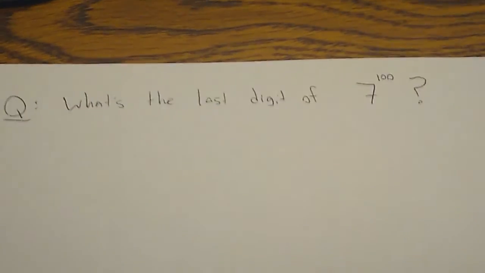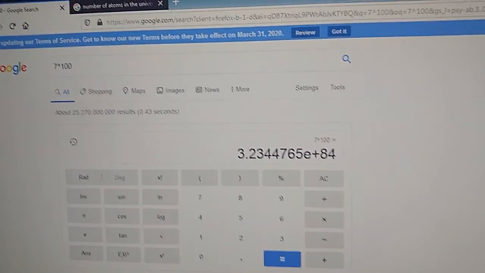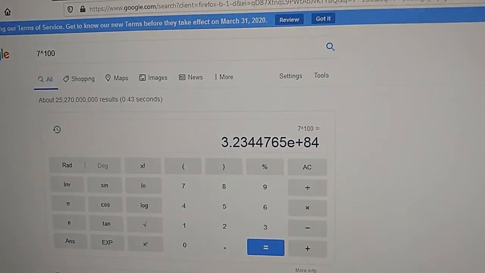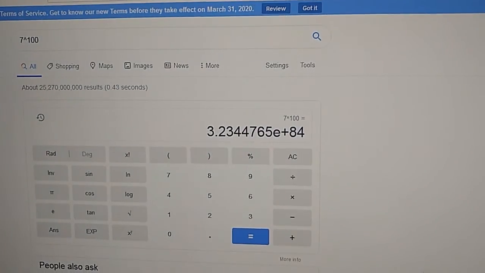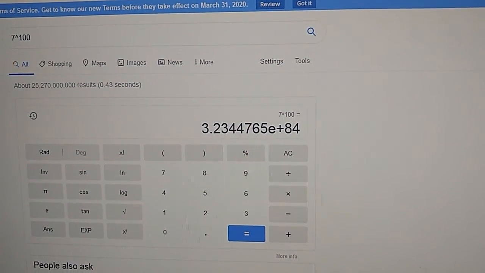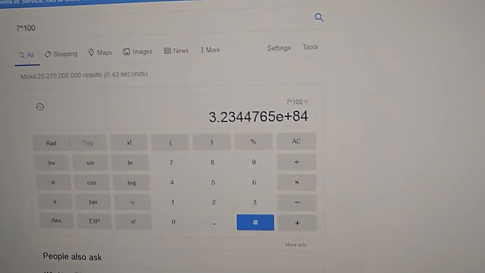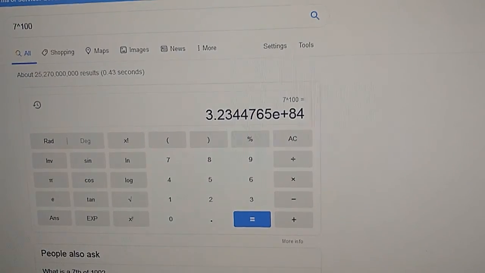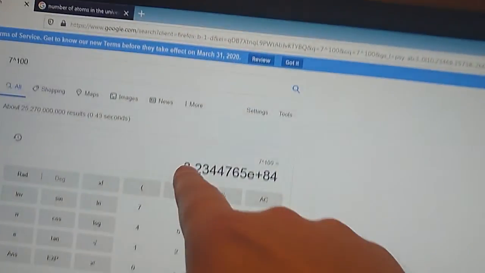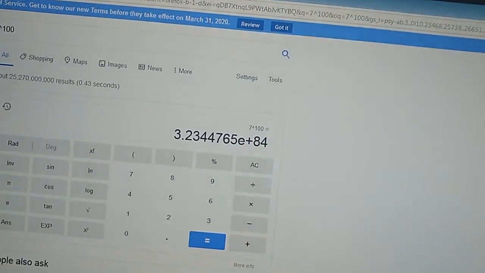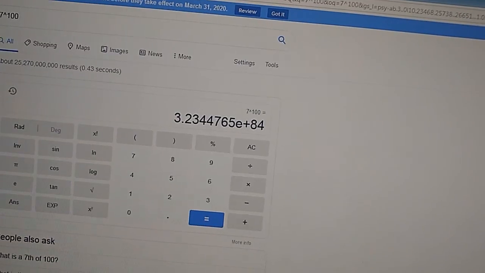So actually, if I give you a normal calculator, so I just put 7 to the 100th into Google, which is about as powerful as a standard calculator. It has however many digits of precision. It looks like it goes to 7 digits. But this number is so big, it's 7 to the 100th power, Google has to put this in scientific notation. So this is like 3.23 whatever times 10 to the 84th. So this is a huge number. It has 84, or I guess 85 digits it would be.